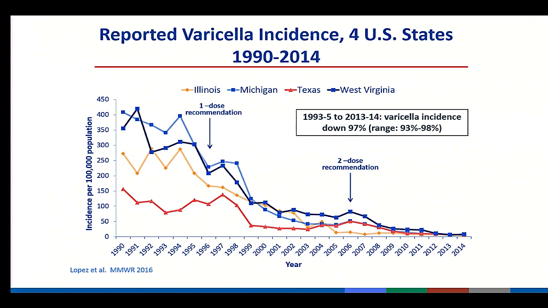This graph shows varicella incidence as reported by 4 states that had continuous varicella reporting since 1990 or earlier. The y-axis shows incidence, the x-axis shows the year, the legend shows the 4 states. Incidence declined by an average of 97% between 1993 and 2014, ranging from 93% to 98%. This reduction obviously translated to huge reductions in the total burden of varicella disease, including hospitalizations, deaths, and outbreaks.